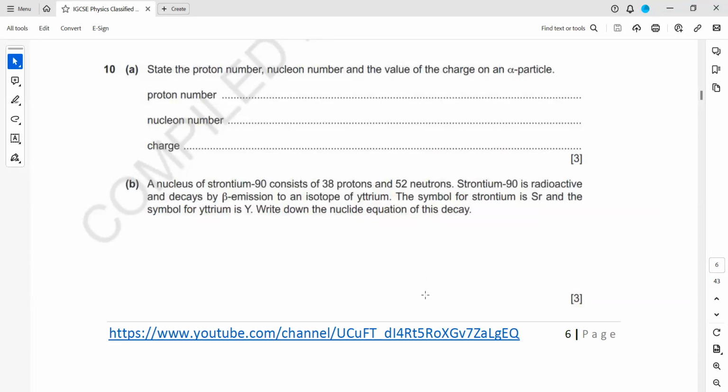State the proton and the nucleon number for an alpha particle. How many protons? 2 protons. Nucleon number is 4 and the charge is +2. Good.